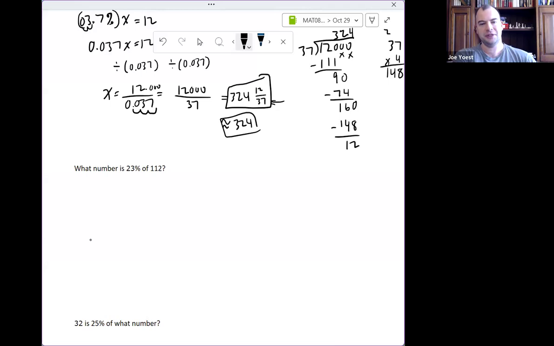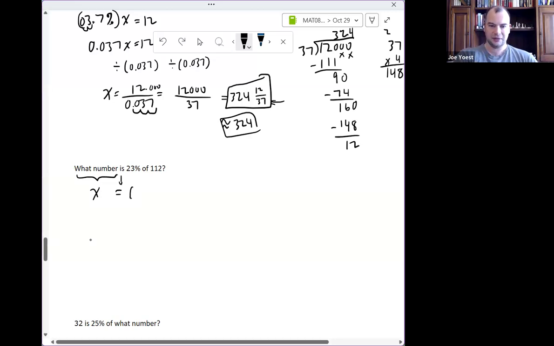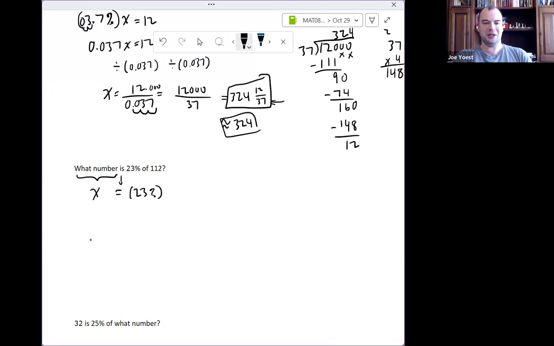Okay, so let's look at another one of these. What number is 23% of 112? So x equals... I don't like writing percents in equations, so I always just mentally immediately switch it to a decimal. x equals 23% times 112. So again, I see that my variable is already isolated. I just need to do a simplification here.